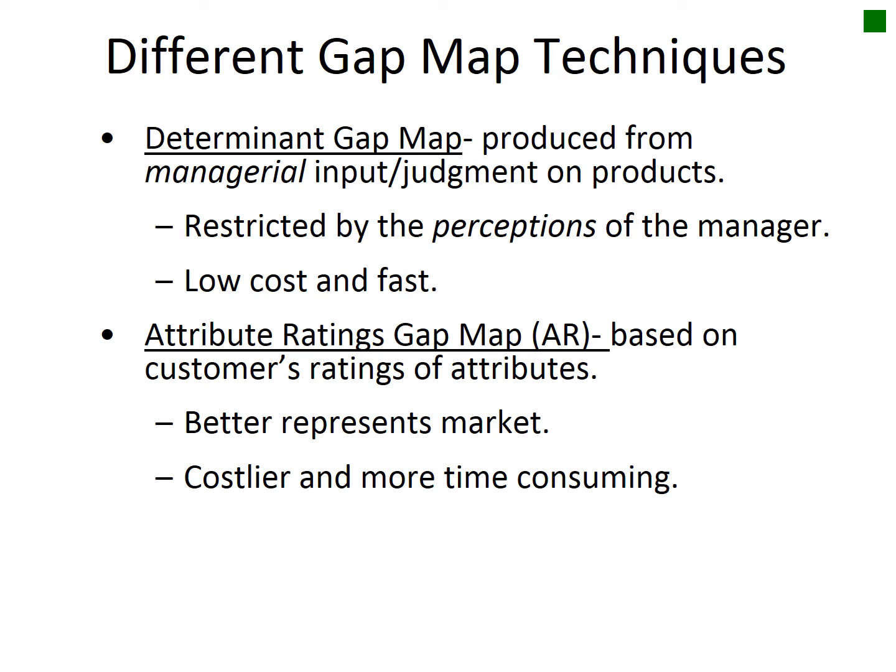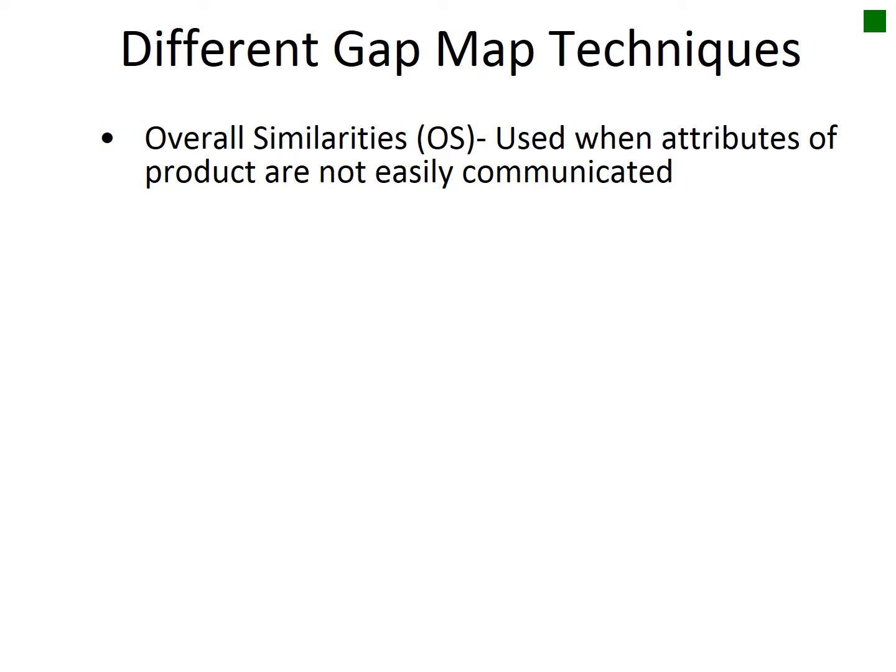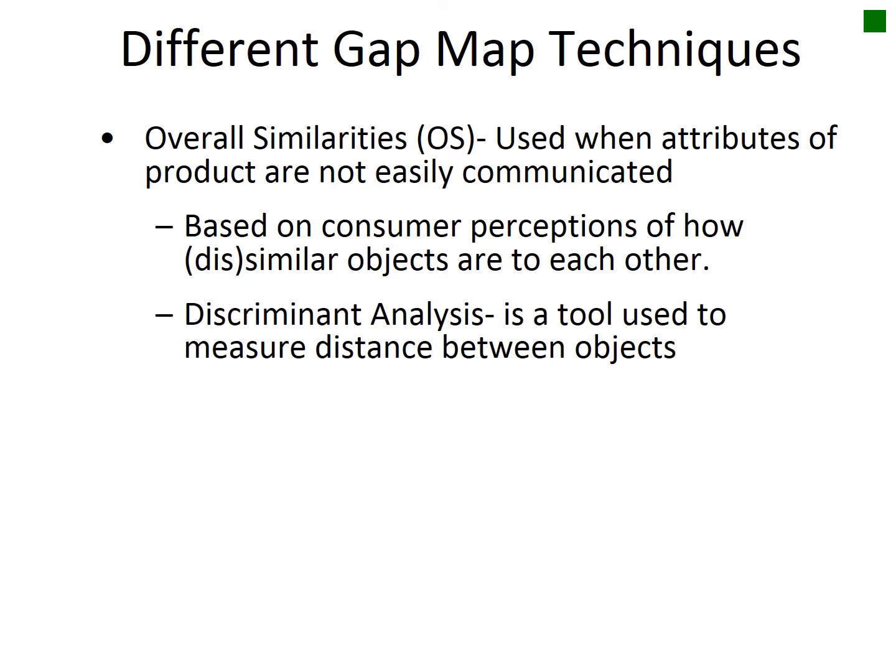A third type of gap map is something called an overall similarities map, an OS map. So this type of map is similar to an attribute ratings map, except that what we're looking for are product features that we could compare from one brand to another. But in this case, what we want to look for are specifically differences between groups of brands, and we want to see how far away we are from another brand. And this technique helps us do this.